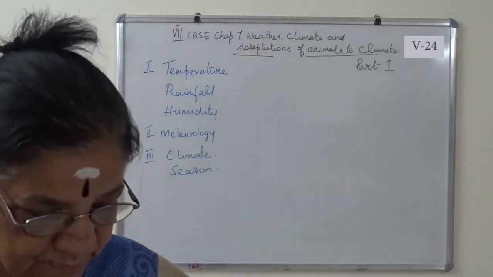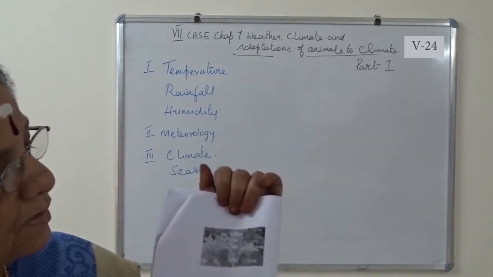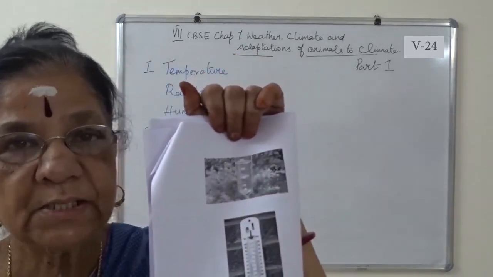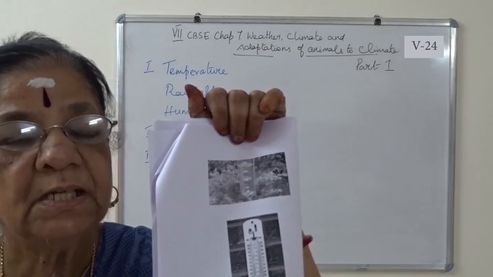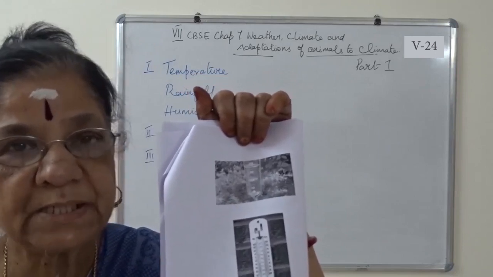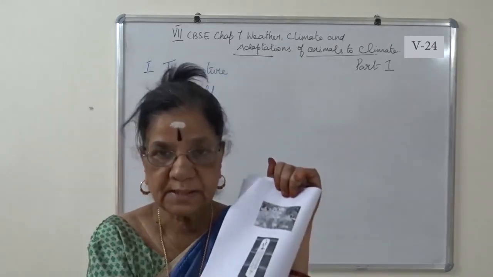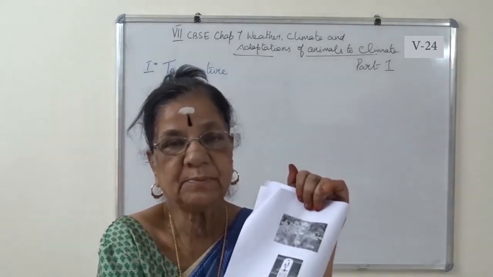One minute. See this one. This instrument is called rain gauge. Rain gauge is an instrument or apparatus used to find the amount of rainfall measurement.